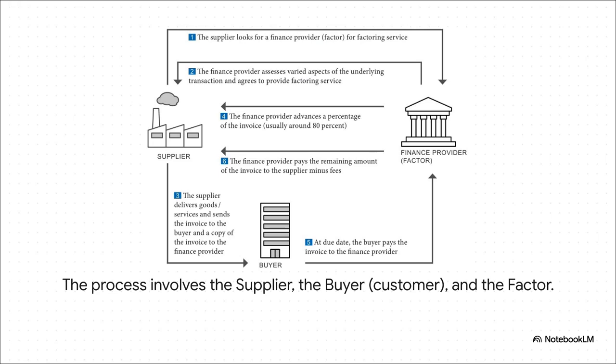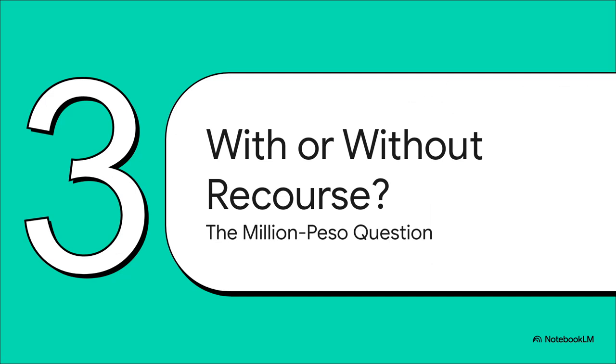And this little diagram shows the whole flow perfectly. You've got your company, the supplier, who sends goods to your customer. You then send the invoice to your customer and to the factor. The factor immediately gives you a big pile of cash. Then, your customer pays the factor directly. And once that's done, the factor gives you the rest of your money minus their fees, of course. Simple, right?